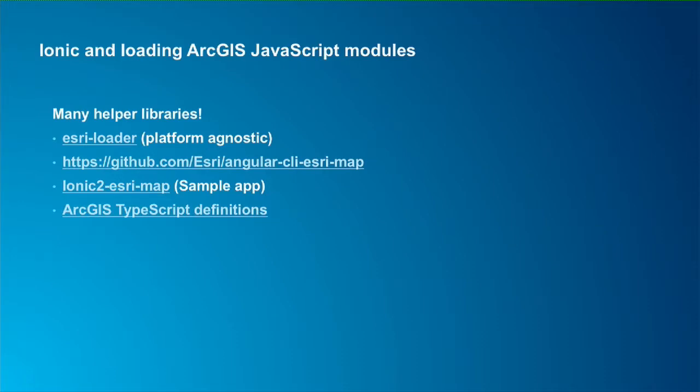Ionic is for Angular. It's basically a mobile version of Angular. We're not going to go into any detail on this other than to let you know that there's repos out there that can help you. There's many helper libraries. Esri Loader, if you're working with Ionic, you definitely want to check that out. There's a new Angular CLI repo out on GitHub called Angular CLI Esri Map. There's also an Ionic specific getting started sample that I put out there called Ionic 2 Esri Map. That's on my own personal repo. But if you search for Ionic 2 Esri Map on the internet, you'll find it, because there's just a couple of tricks to getting things to work in Ionic. Might be a big help for you and save a few days or weeks of headbanging.